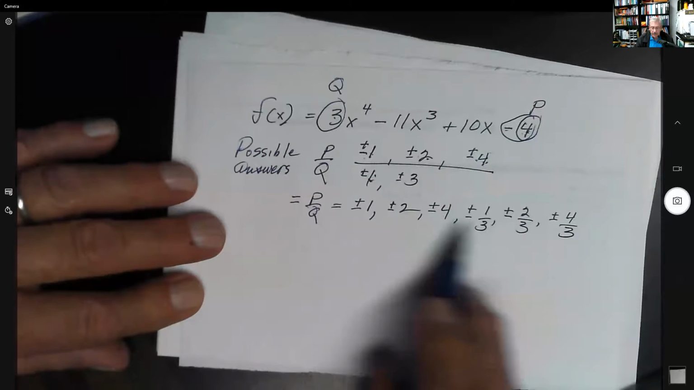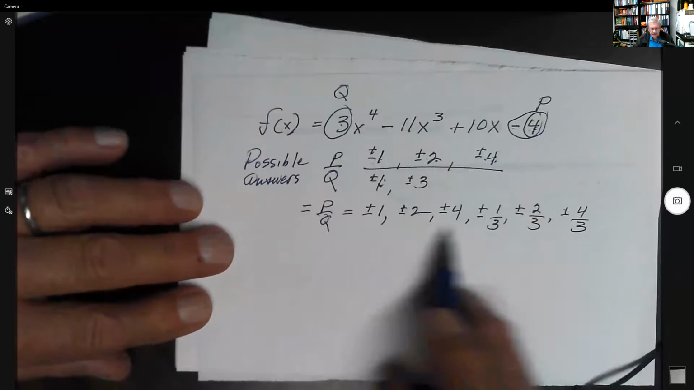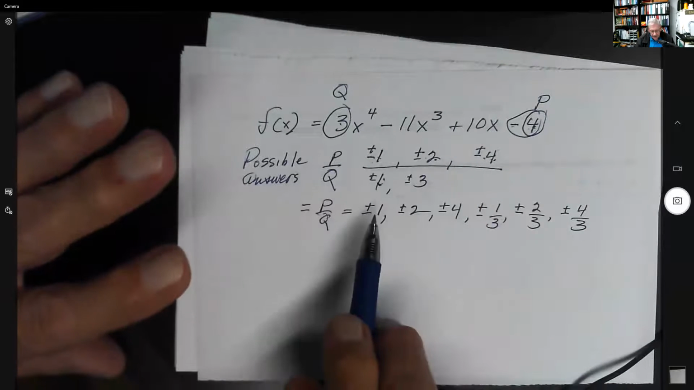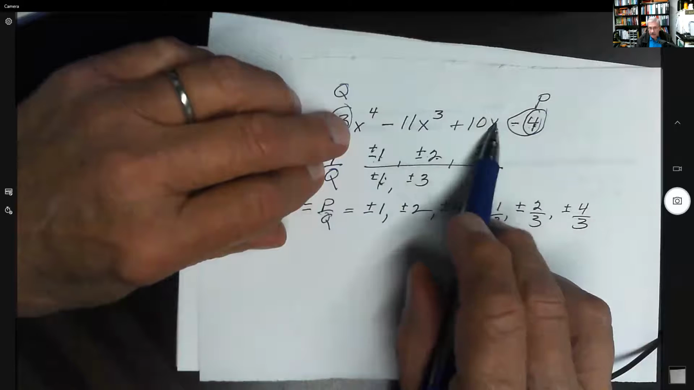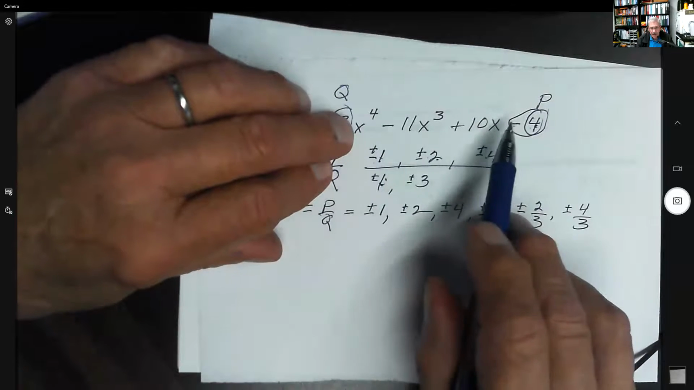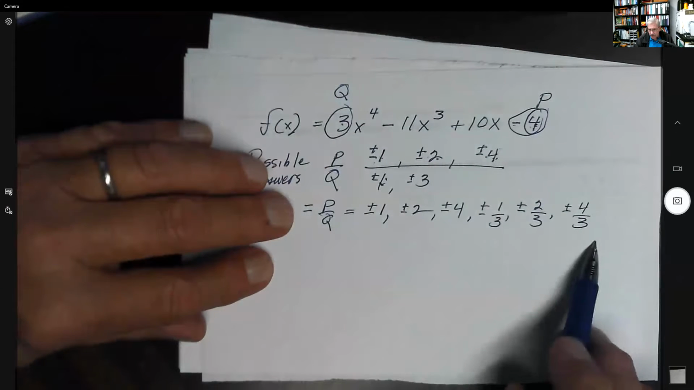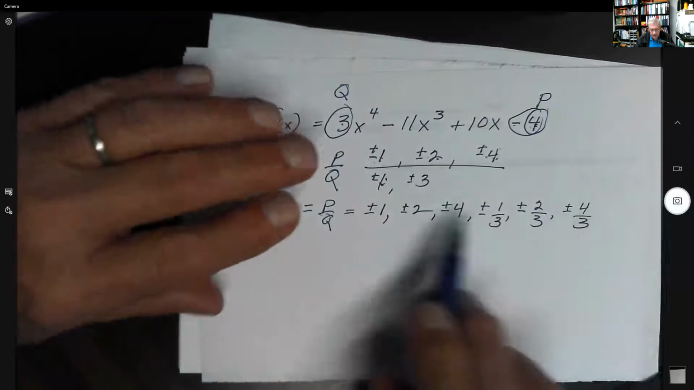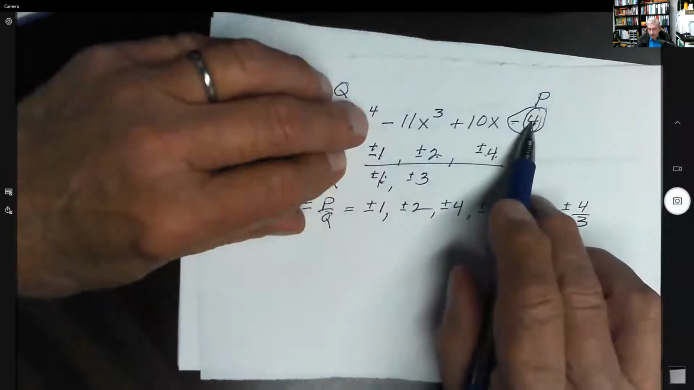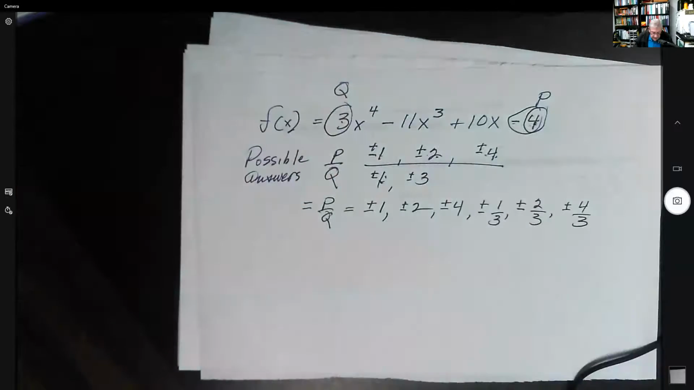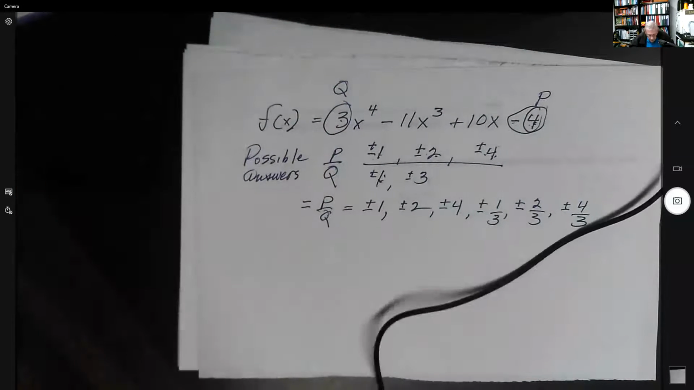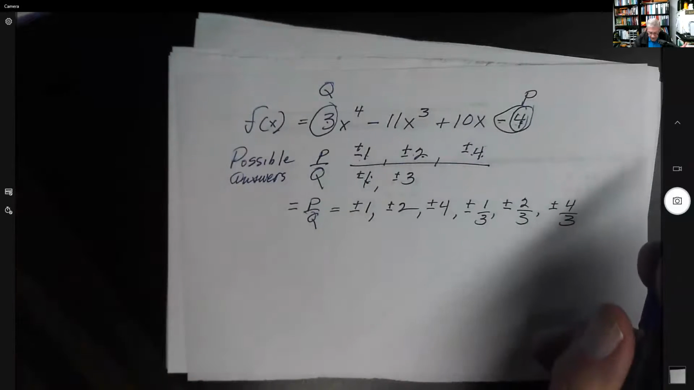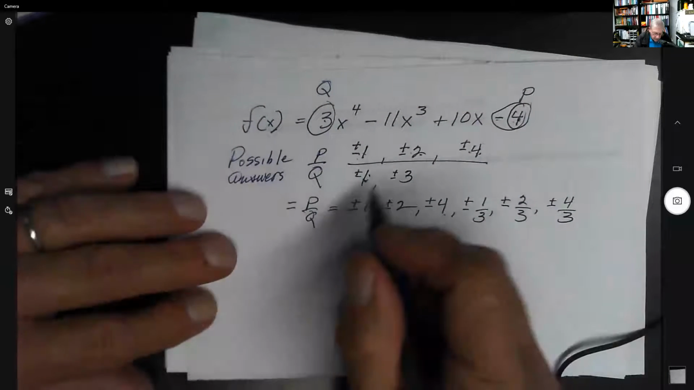So this gives us a list of candidates of possible answers to this problem. But some of these answers might be imaginary. They might be radicals, and they're not going to show up here. These are just possible rational numbers, okay? But they could be irrational, or they could be complex. So it's kind of a guesswork thing. So how do we tell now which one of these work? We do it by trial and error.